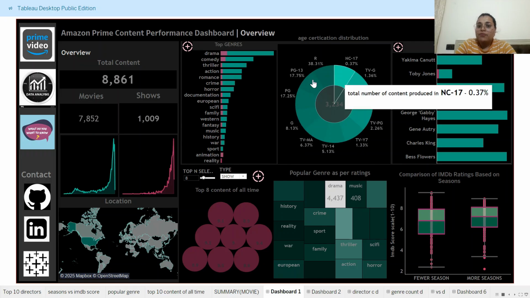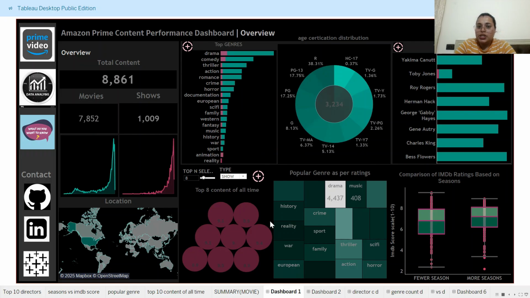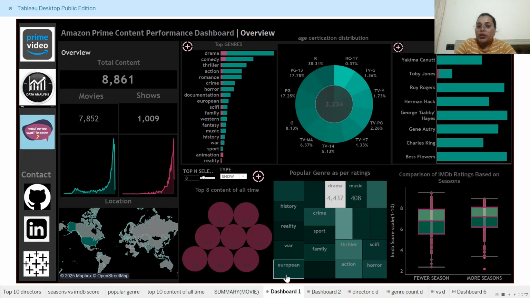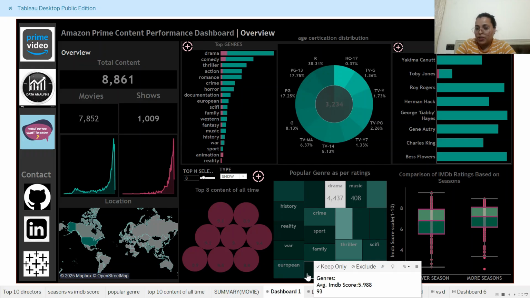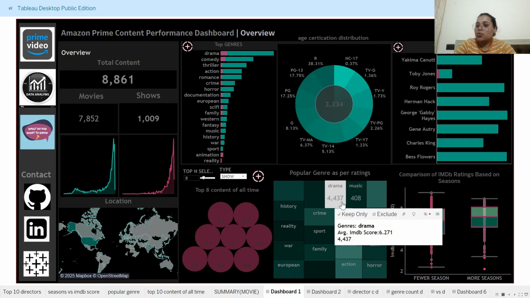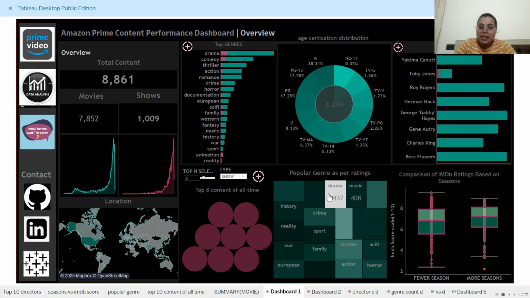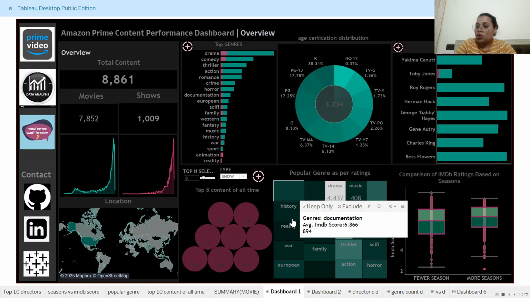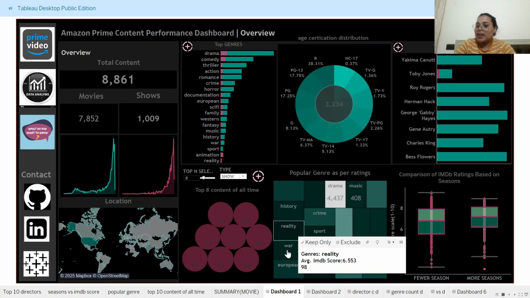We can see it is a large difference between movies and shows. If we talk about the popular genres as per the rating, we can see documentaries, then history, then reality, war, European. These are the genres that are leading as per the rating. So people are finding these more interesting. But we do have a conflict here. The amount of content in the drama genre is 4,437, but the rating is not very high. So it could be a reason that we are not focusing on these genres. We need to focus on these genres because they are more likable by the audience.